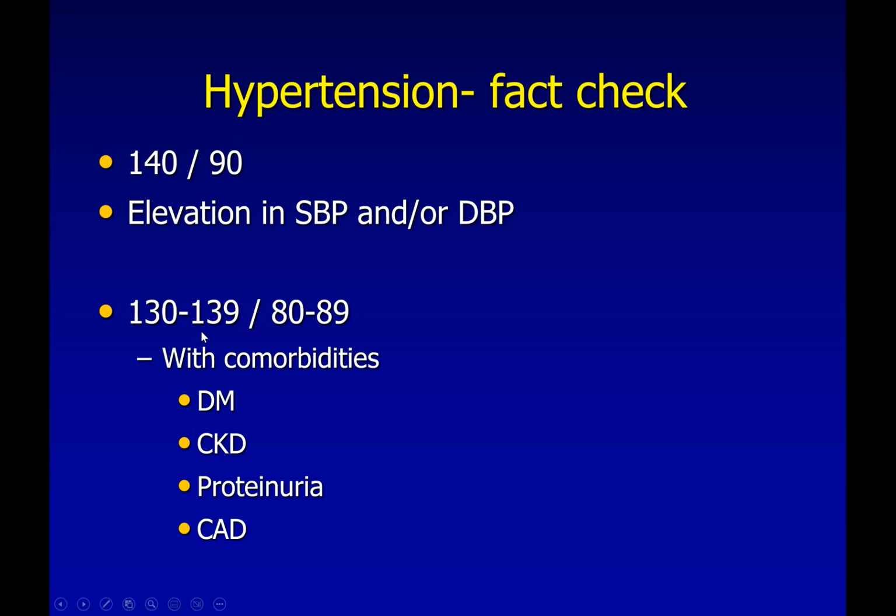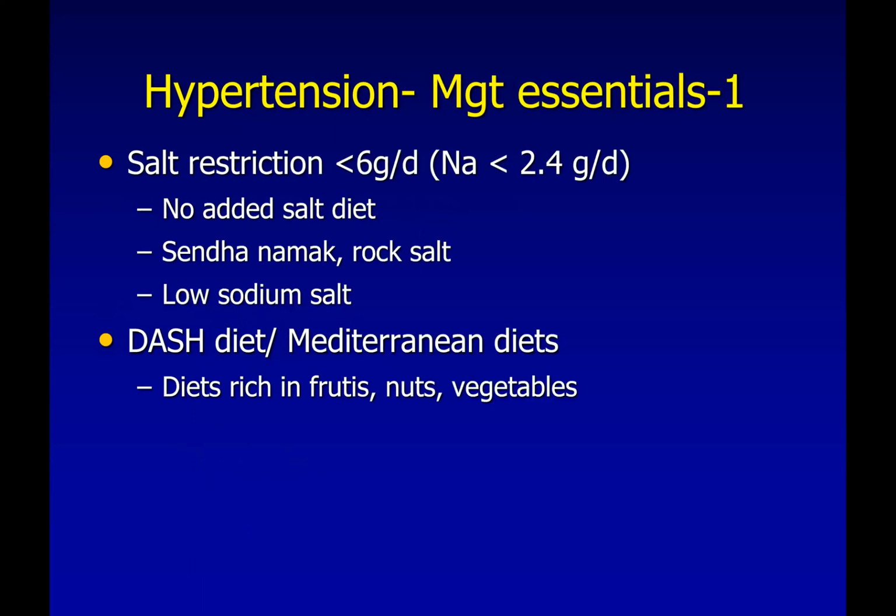As I already said, 130 to 139 and/or 80 to 89, those who are stage 1 hypertension, if they have comorbidities, maybe diabetes, maybe CKD, maybe proteinuria of more than 1 gram per day, maybe comorbidity like coronary artery disease, these patients you will need to treat. So this is what is important. So this is the simplistic approach that you want to have.